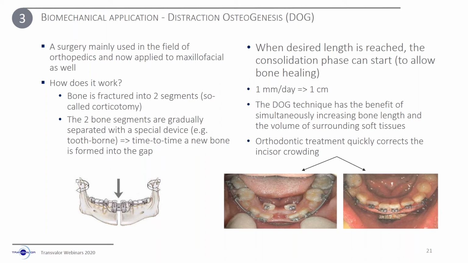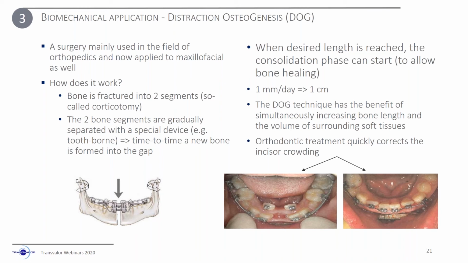This technique has been used initially in the field of orthopedics, but today it is more and more used in the context of maxillofacial surgeries. How does that work? It's quite simple. First, the bone, the mandible, is fractured into two segments. This is what is called a corticotomy. Then the two bones, left and right, will be gradually separated with a special device. And so from time to time, and this is what we can see a little bit on this picture to the right, bone and soft tissues will be reconstructed.